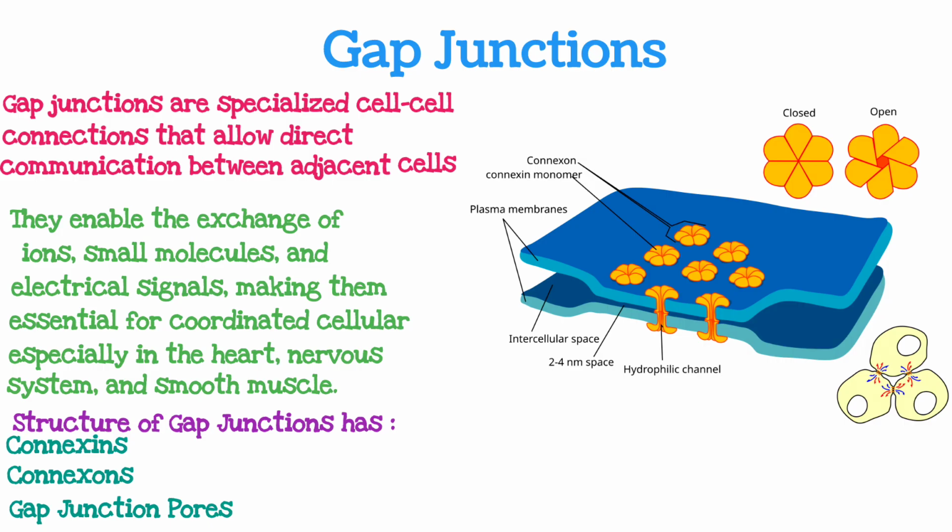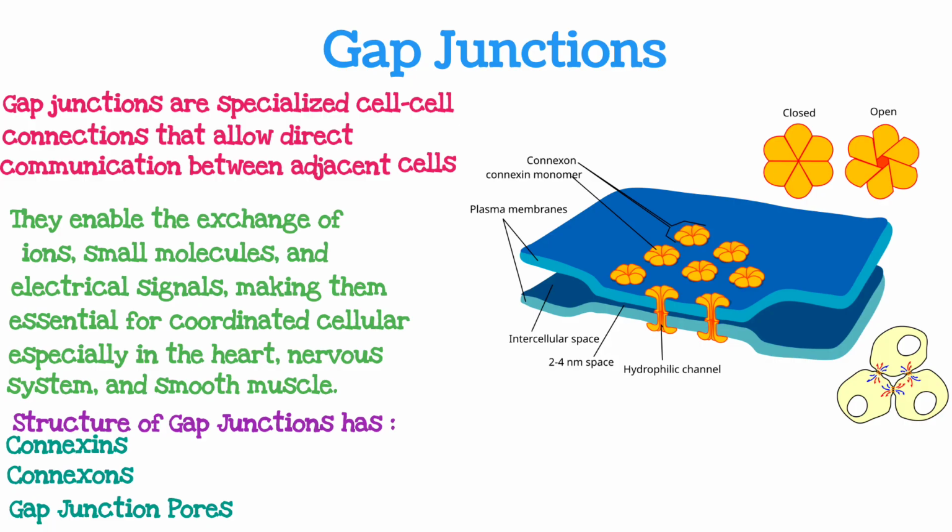Connexins. These are transmembrane proteins that come together to form a connexon, or hemichannel. There are different types of connexins. Example: connexin 43 in the heart. Connexons: each connexon is made of 6 connexin proteins. A connexon from one cell aligns with a connexon from another cell, forming a continuous channel.